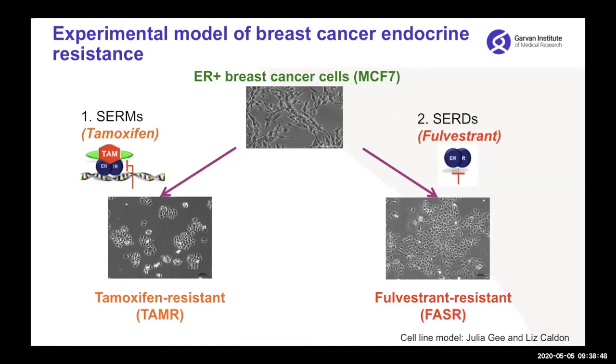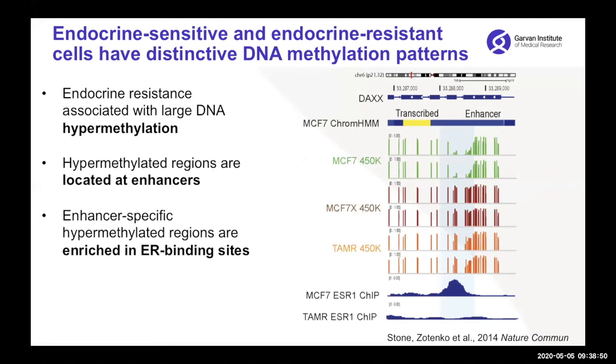And using this experimental model, our group has previously shown that when we look at the DNA methylation patterns in endocrine resistant, shown here in red, and endocrine sensitive breast cancer cells, we can see that there's huge hypermethylation in the two resistant cell lines, and that this hypermethylation is associated with loss of ER binding, and that frequently occurs at enhancer regions.